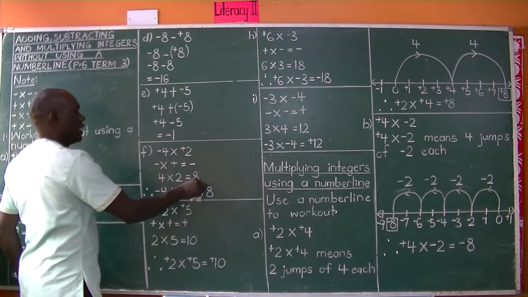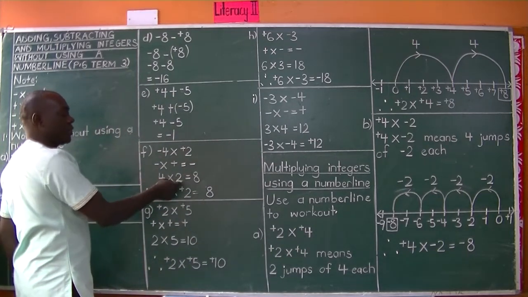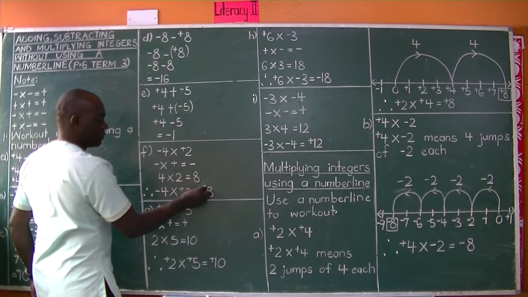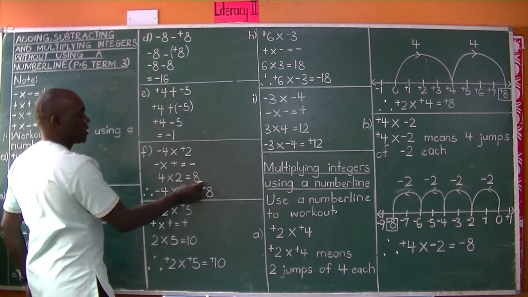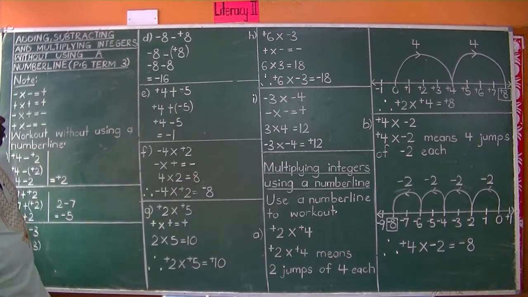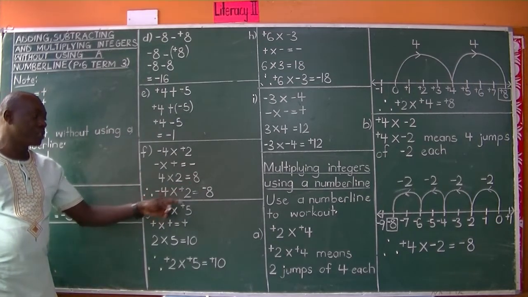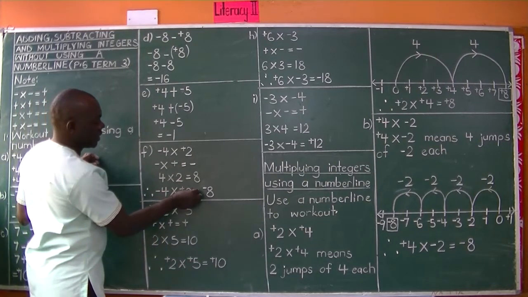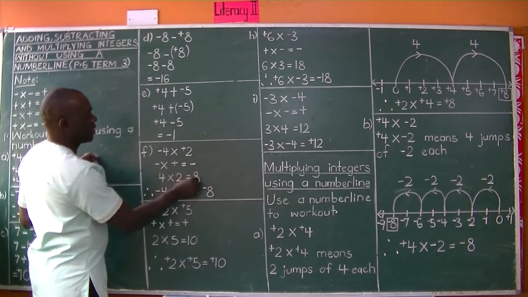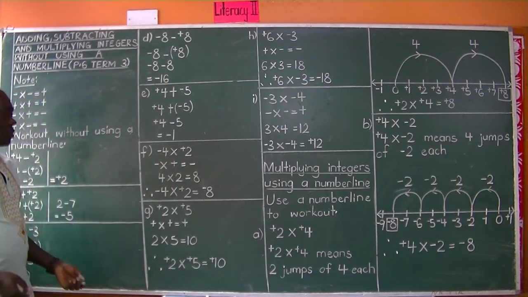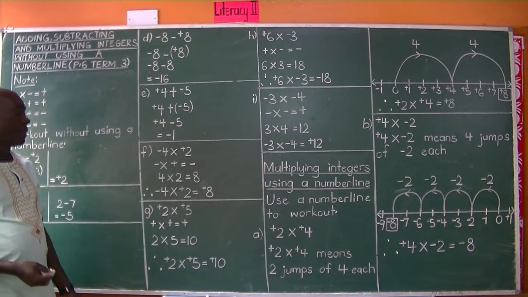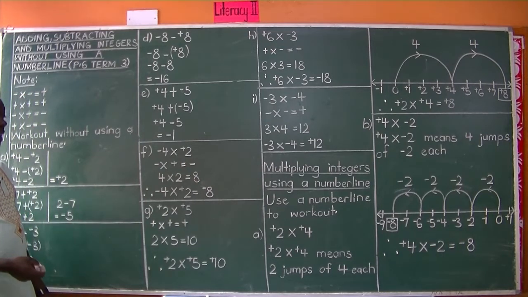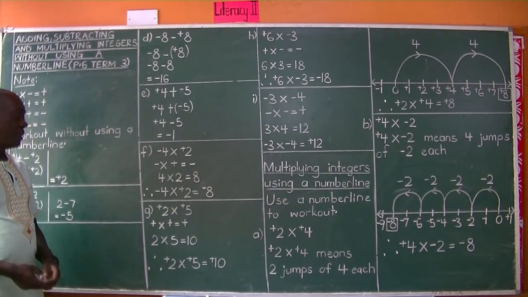So we said a negative times a positive gets a negative, and 4 times 2 is 8. So the answer is negative 8. Therefore negative 4 times positive 2 is negative 8, and that is the answer, as you see. So the rest are done the same way. Multiply the integers: multiply the signs first, then the numbers.